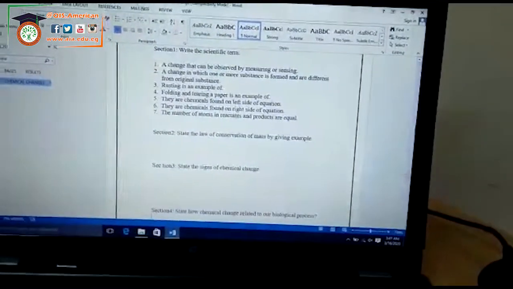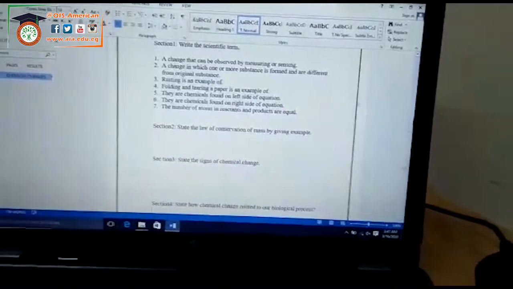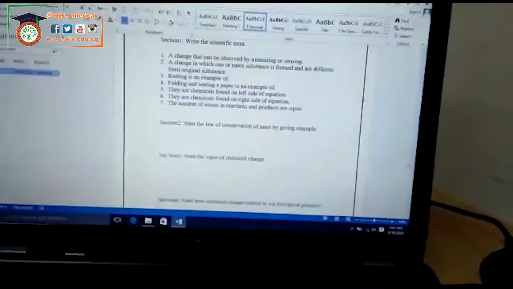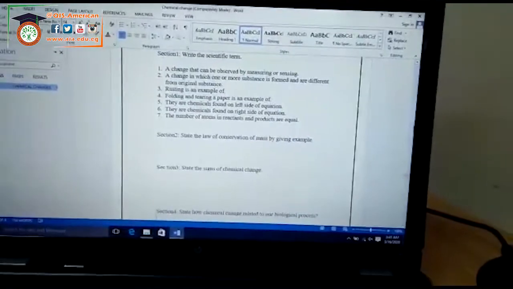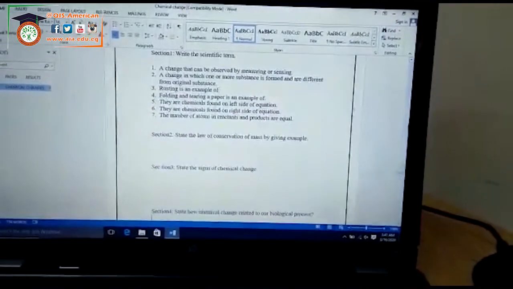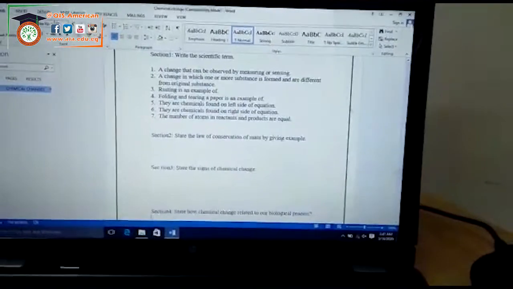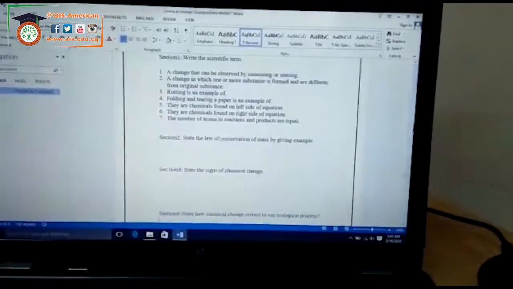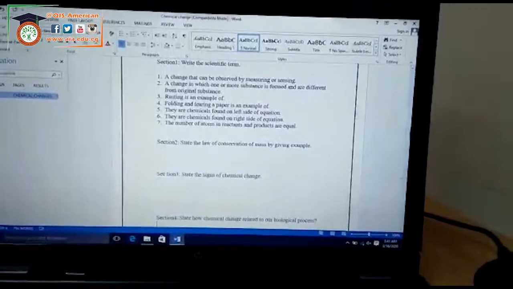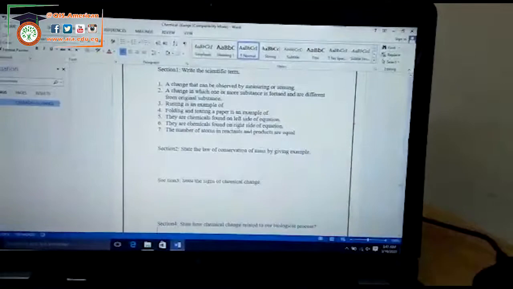Okay? So we have 3 signs now. The change in the color, the bubbles, and odor and taste. Also, if we have a candle and I light it, what will happen? It gives us heat and light. Heat and light. So now we have 5 signs of chemical change. Number 1, bubbles. Number 2, color, odor and taste, light and heat.